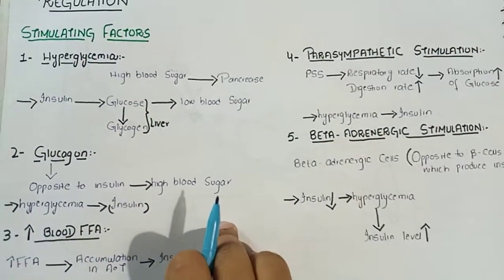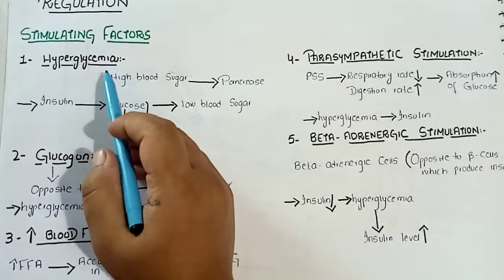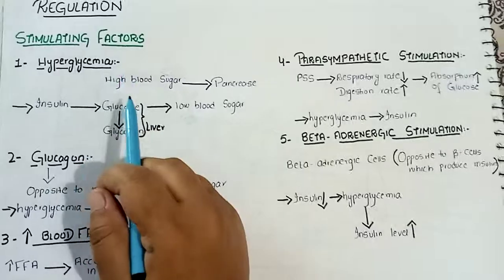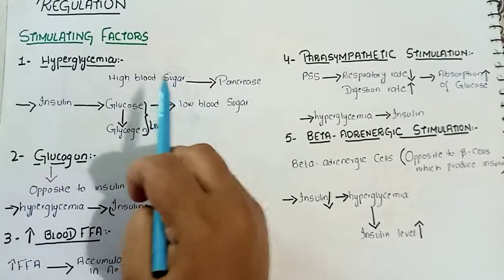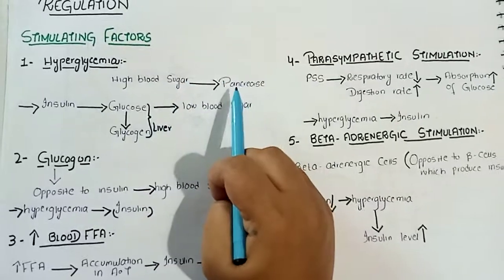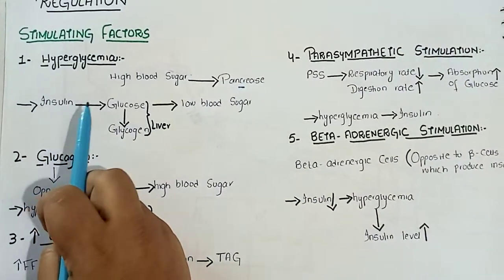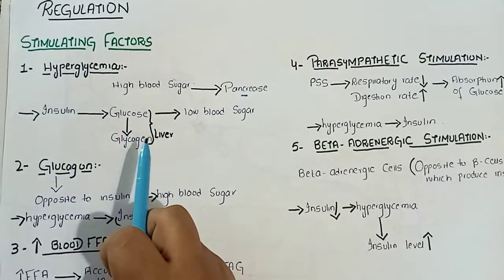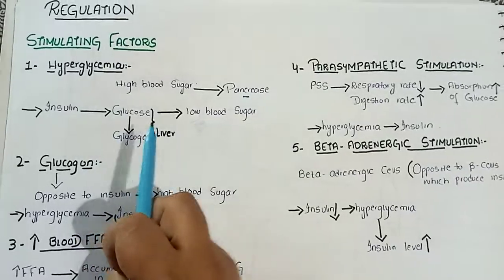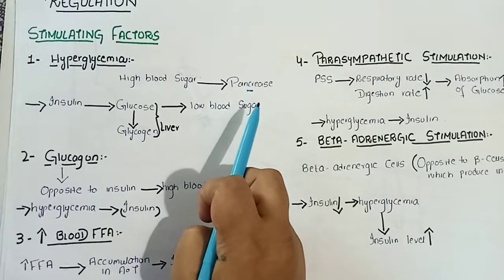So first I will explain its stimulating factor. The first factor is the hyperglycemia. Hyperglycemia is a condition of the high blood sugar level, and this condition will stimulate the pancreas to secrete the insulin, which will convert the blood glucose into the glycogen within a liver, and as a result of it, the low blood sugar level will occur.